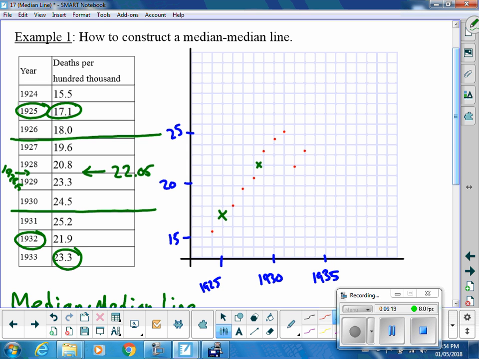Okay, so I'm going to be creating another new point here at 1932 and 23.3. My last one. Okay, I've got those. Okay, so now that I have those 3 points, this is step 3.